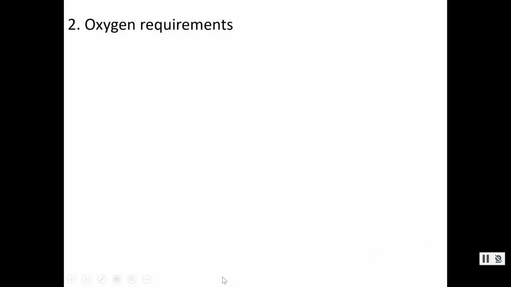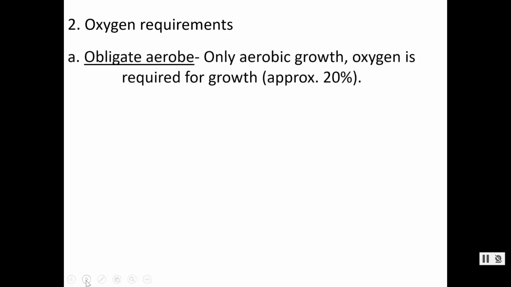Oxygen requirements. Oxygen is pretty important, and we know why it's important because most organisms undergo aerobic cellular respiration. Where did oxygen end up in aerobic cellular respiration? Yes, you know that now. It is the final electron acceptor.